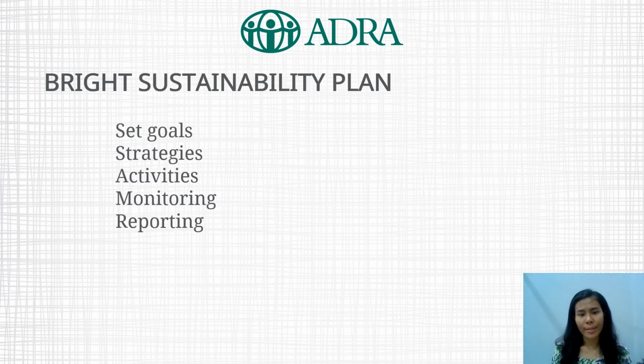So here, the Bright sustainability plan. We have to have a Bright sustainability plan, and that should be included in the project implementation plan, the PIP. So what we have to do is set goals, come up with strategies and then activities, and a monitoring plan and reporting. All these things should be included in the sustainability plan. Later on, I will be providing you with a template as a guide.